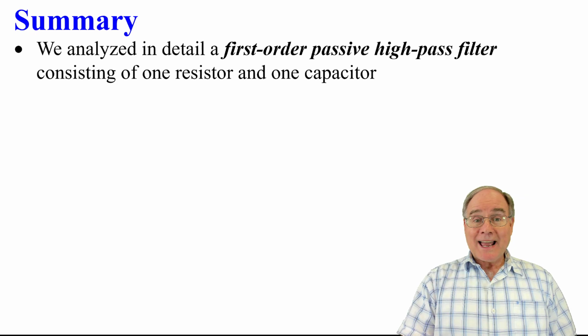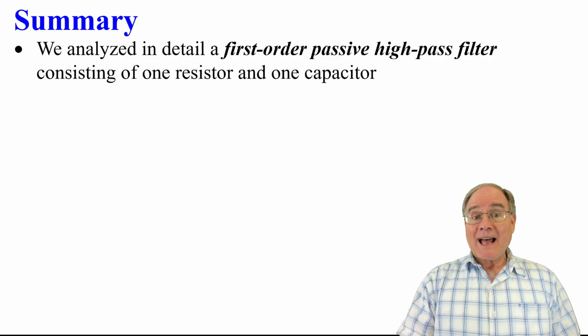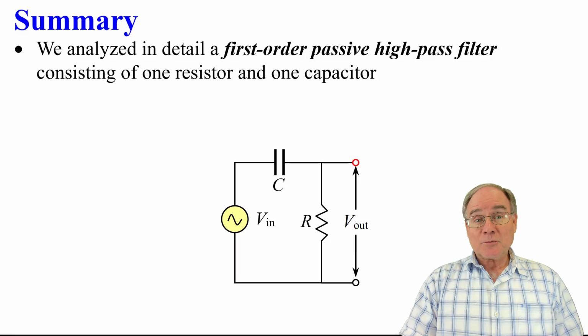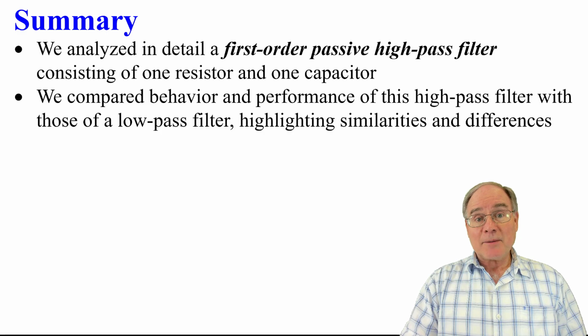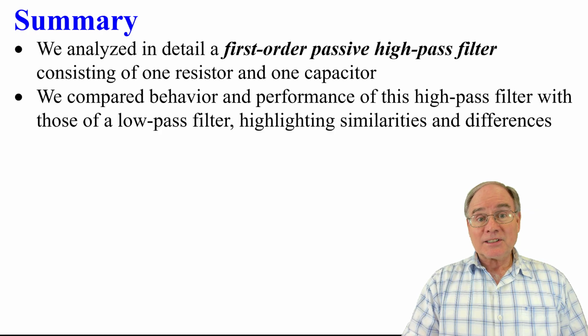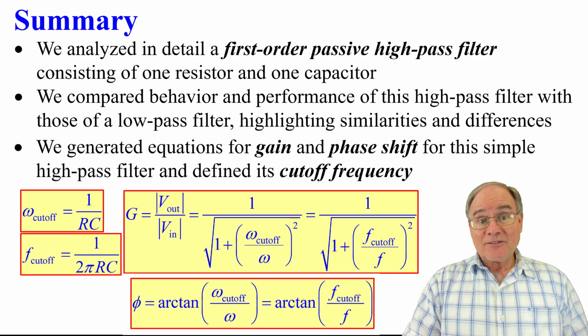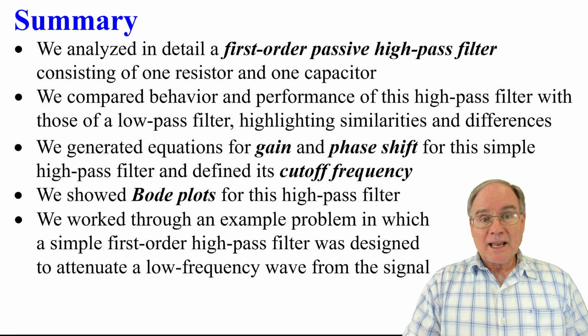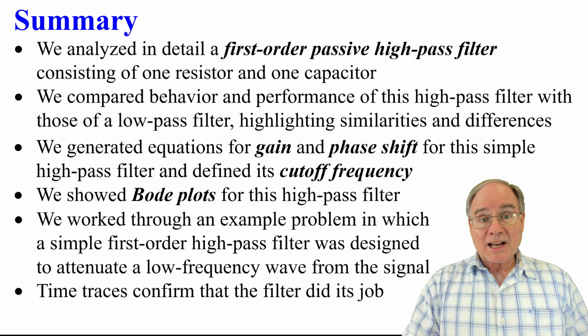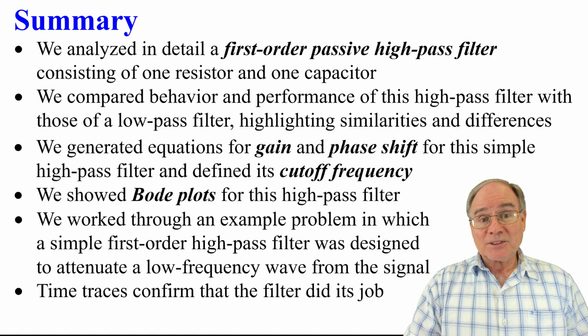In summary, we analyzed in detail a first-order passive high-pass filter, which we constructed with one resistor and one capacitor. We compared the behavior and performance of this high-pass filter with those of the low-pass filter, highlighting similarities and differences. We generated equations for gain and phase shift, and we defined its cutoff frequency. It turns out that gain and phase shift are opposite to those of the low-pass filter, but the equation for cutoff frequency is the same. We showed Bode plots, and we worked through an example problem. The time traces confirm that our high-pass filter did its job.